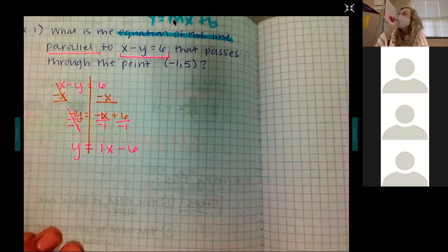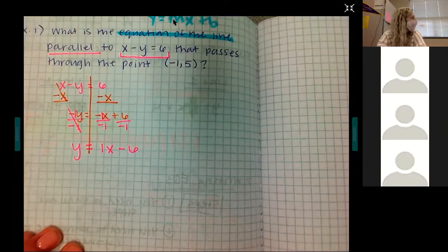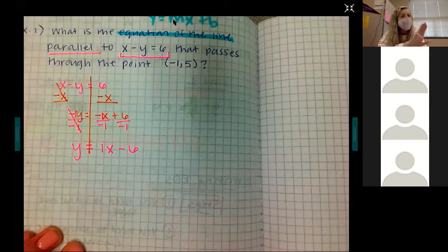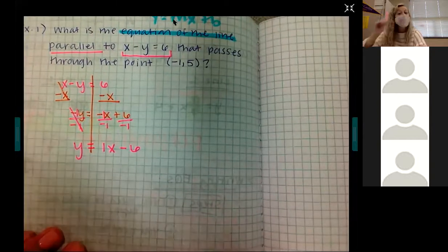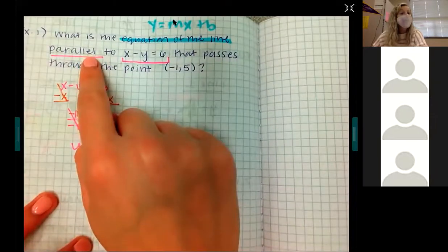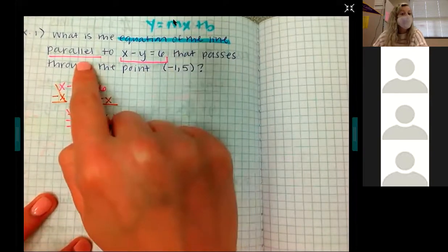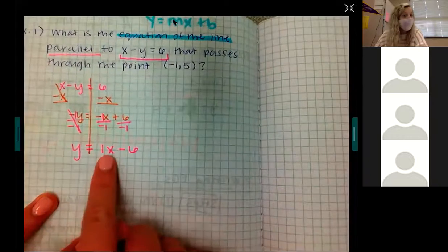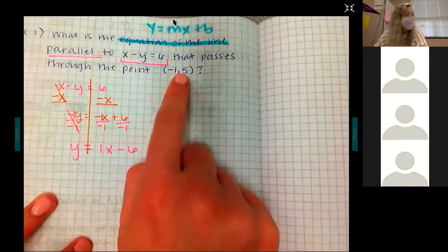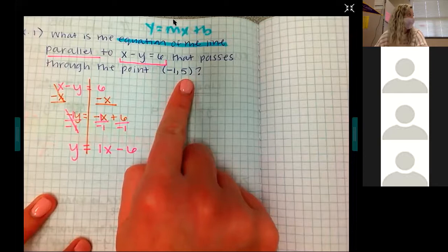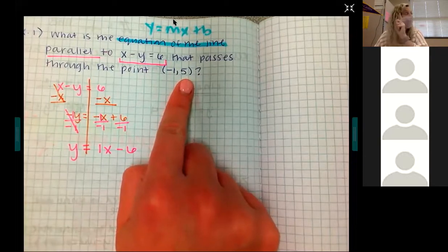I want to make sure everybody's okay with that part, because this is where my students mess up. They want to circle that, and I'm like, you haven't done anything yet. That's what they gave you. The whole purpose of us solving for y was so we could see the slope, because they're asking you to find the equation of the line that's parallel to this line and goes through this point. So, first step, find the slope.